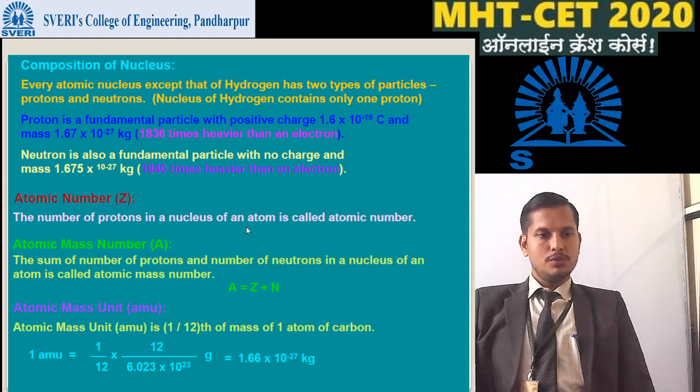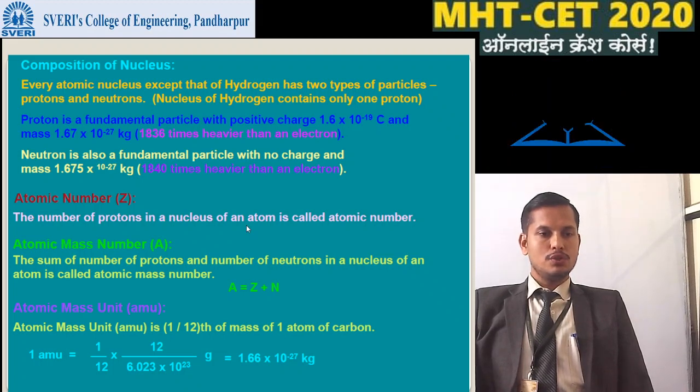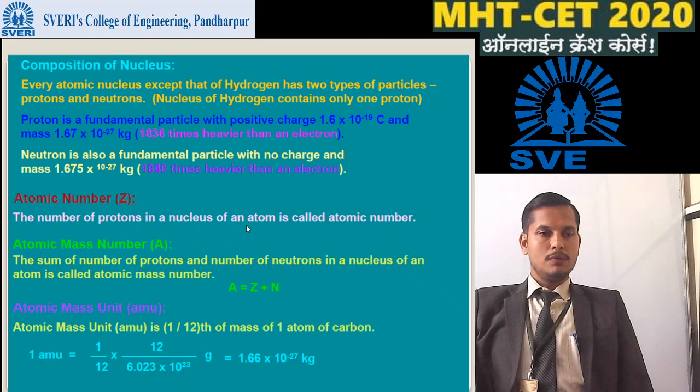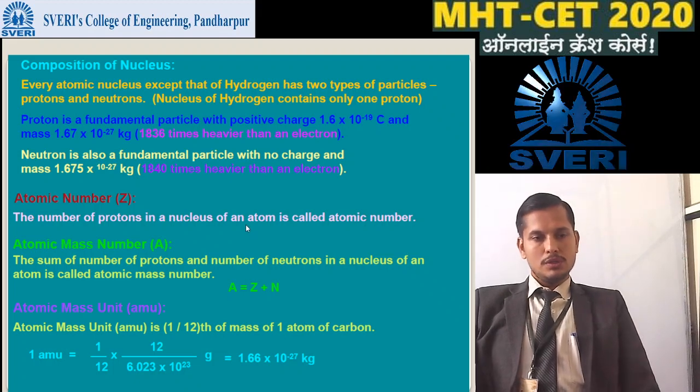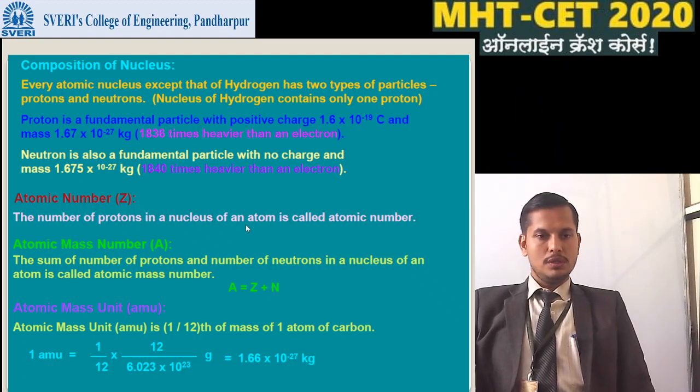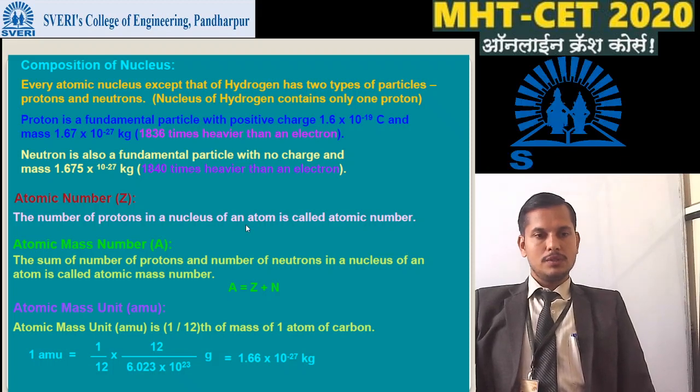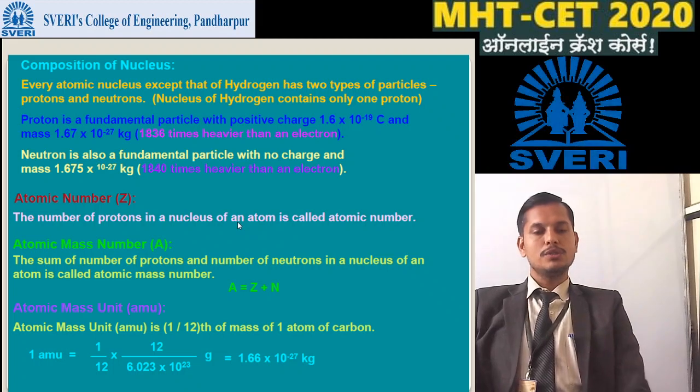Next, atomic mass unit. So how can we determine this? The atomic mass unit is 1/12 the mass of an atom of carbon, where we write one atomic mass unit equal to 1/12 × 12/(6.023 × 10^23). After calculation we get 1.66 × 10^-27 kilogram.